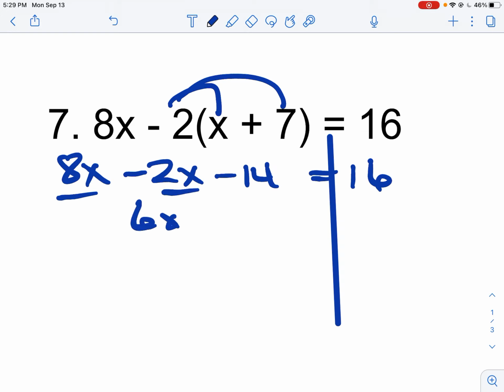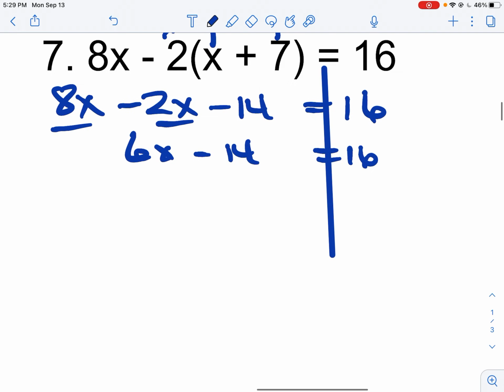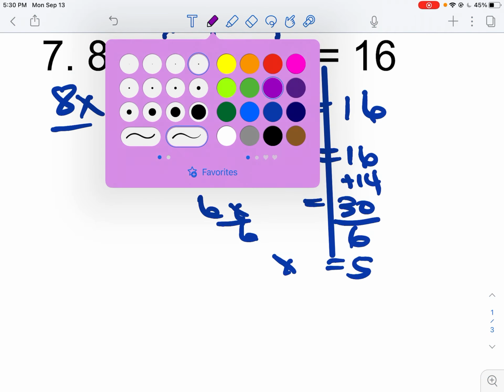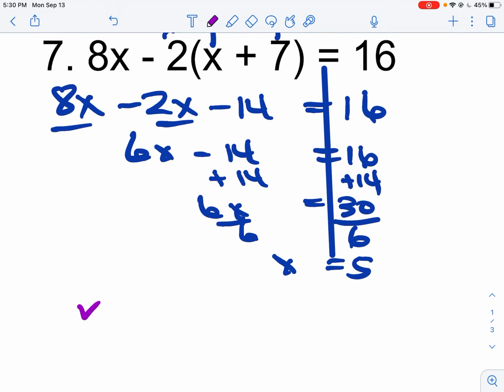Then I have to combine like terms, this and this. So I get 6x minus 14 equals 16. I need the 14 to be added to the other side. I have 6x equals 30. Divide by 6, and I get x equals 5. So then I check my work to make sure it's correct.